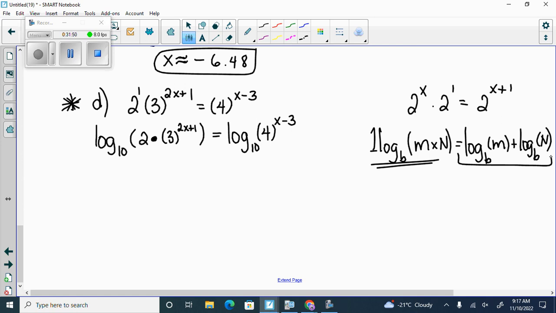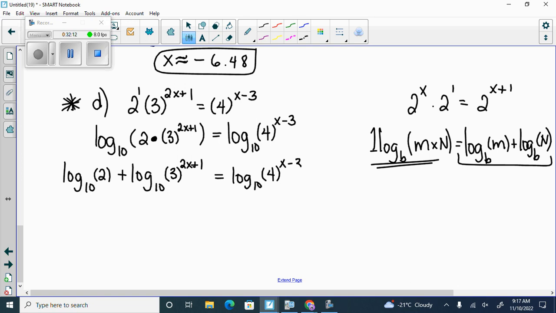So I'm going to get log base 10 of 2 plus log base 10 of 3 to the 2x plus 1 equals log base 10 of 4 to the x minus 3. If I can get people to this step, they'll often do the whole thing right. What can I do with the log base 10 of 2? Answer is nothing. Keep it. Then what's my next step here? Drop it in front. So you just have an extra log for the ride on this one, that's all. And then drop this in front.